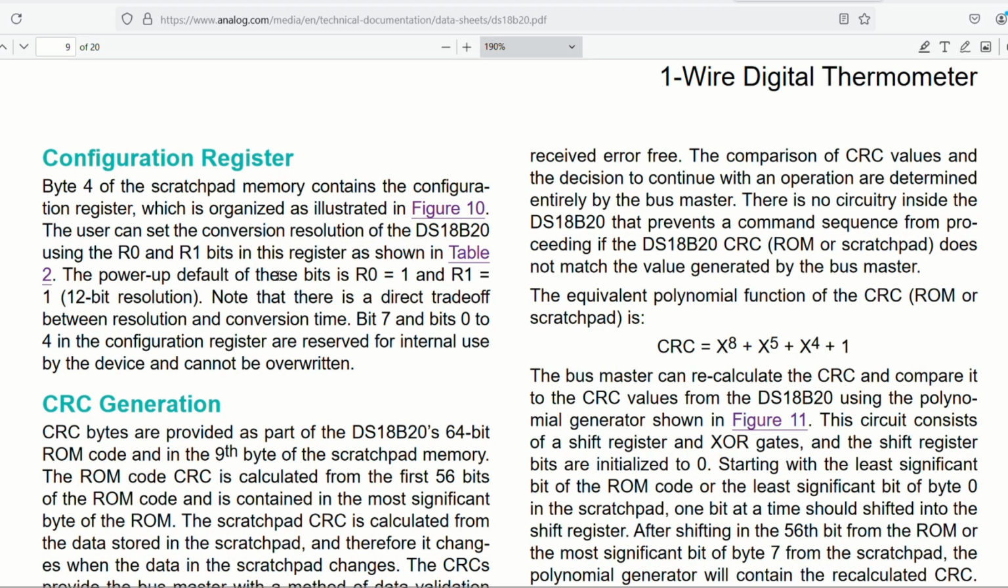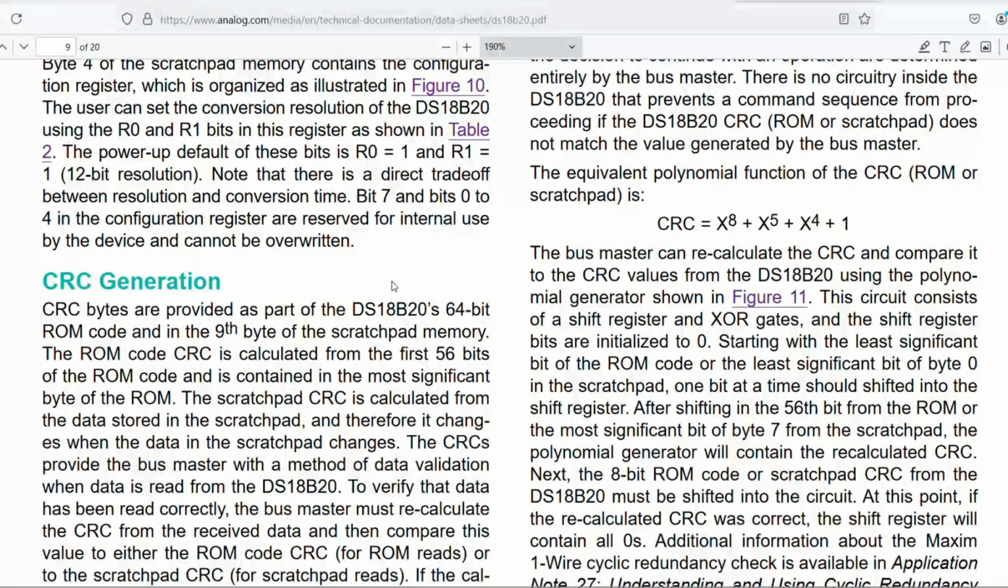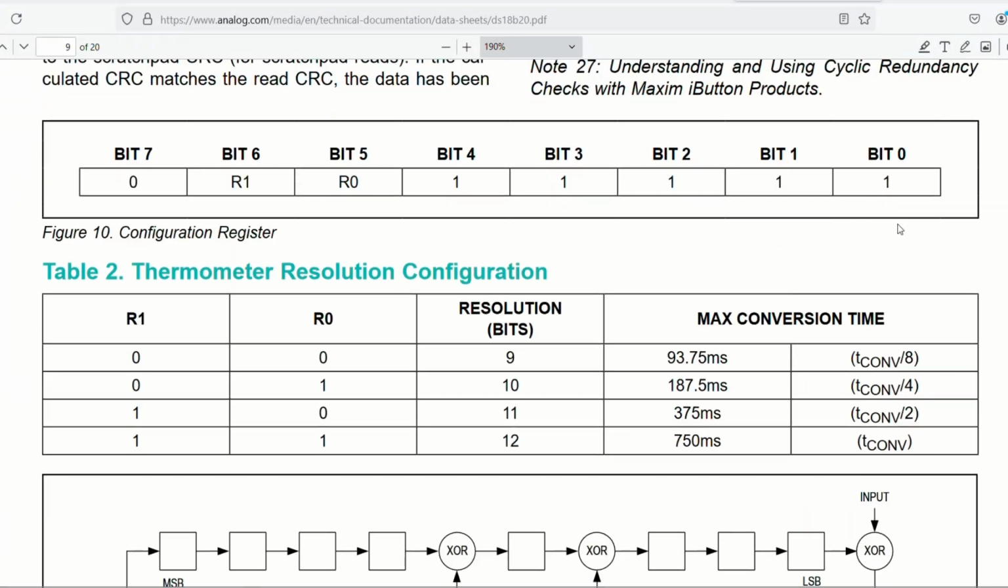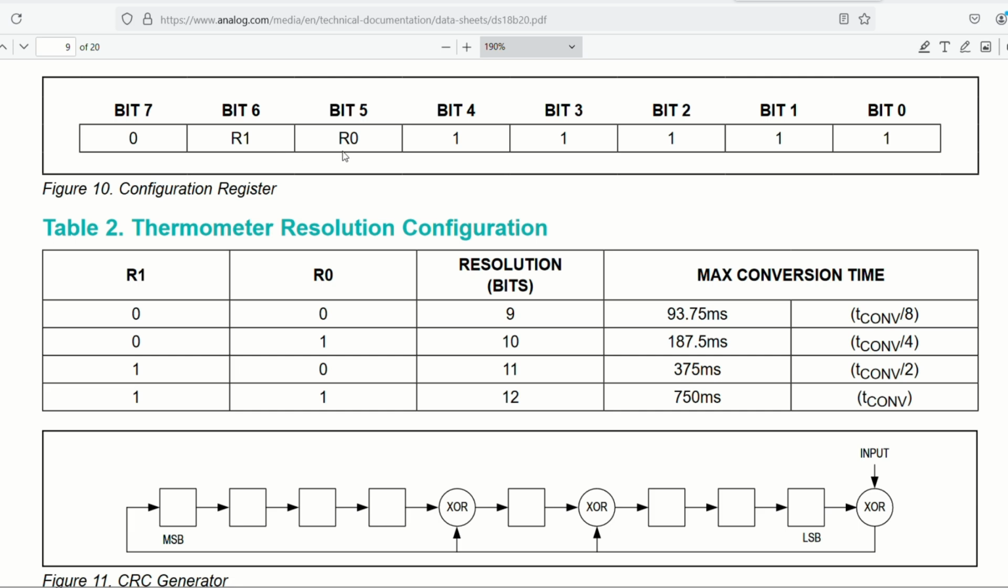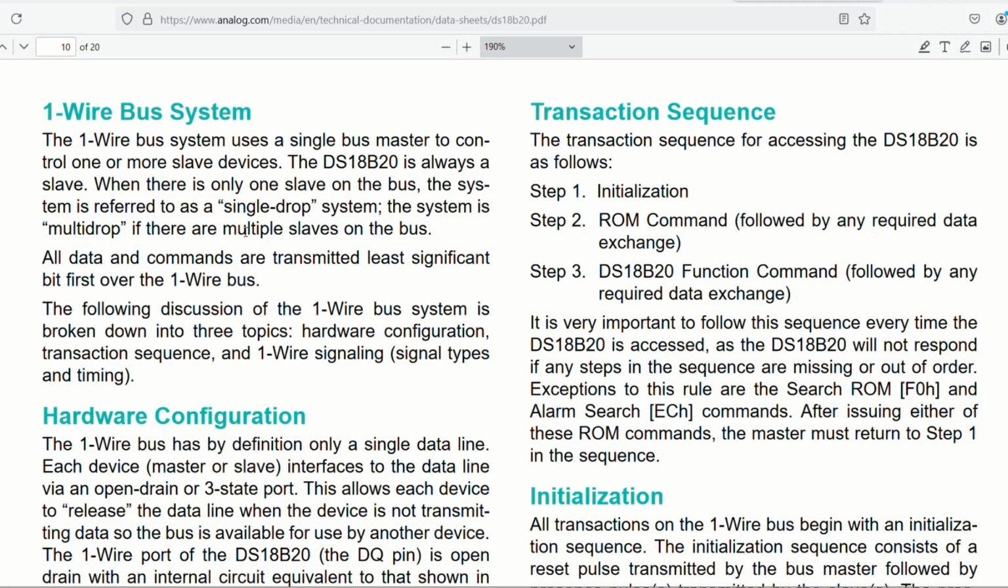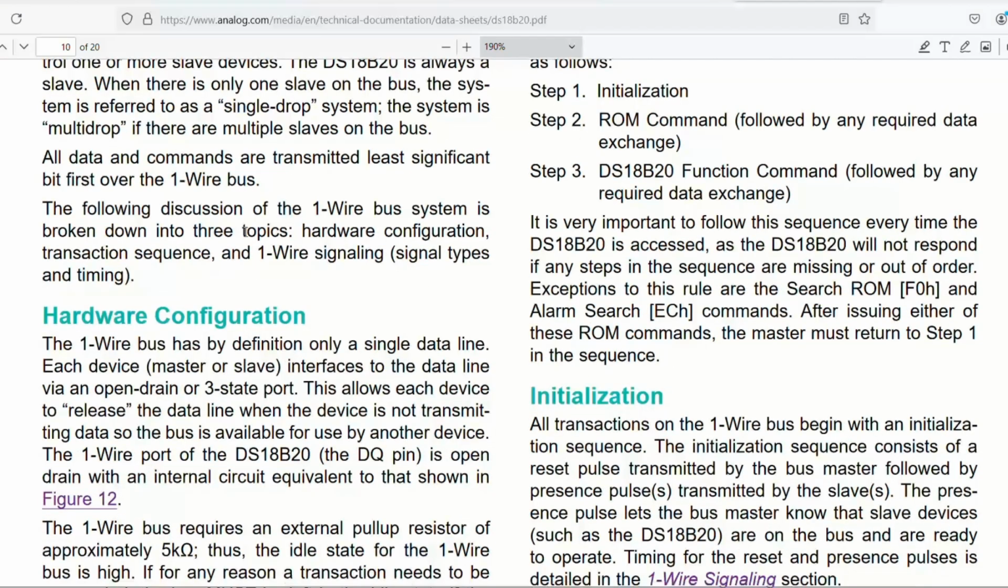So the CRC, you can have a look at it, and here we have the configuration register, R0 and R1 bits. You can change them to change the resolution. In the CRC, we have an 8-bit polynomial CRC. And next up, you can have a look at the conversion time that is required for that particular bit resolution. For 12-bit, we'll be using 750 milliseconds.